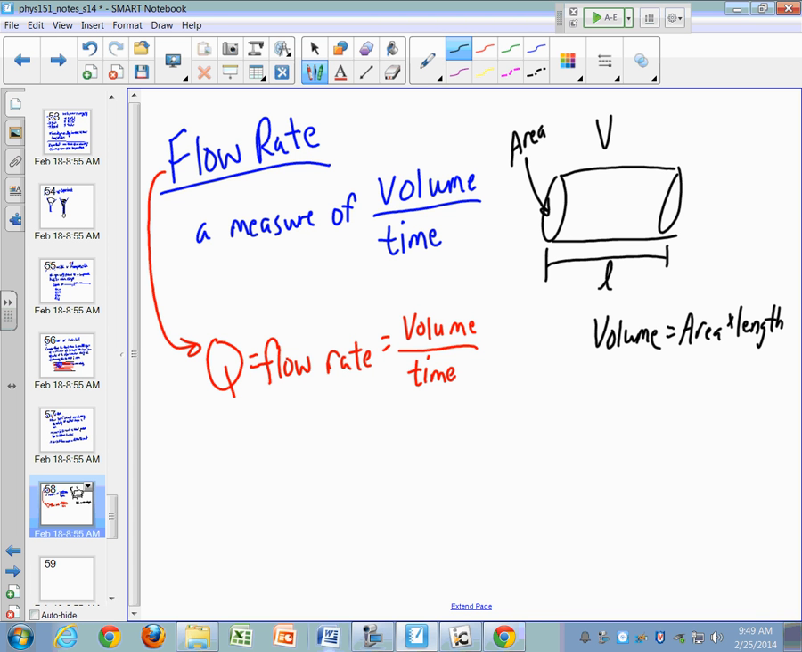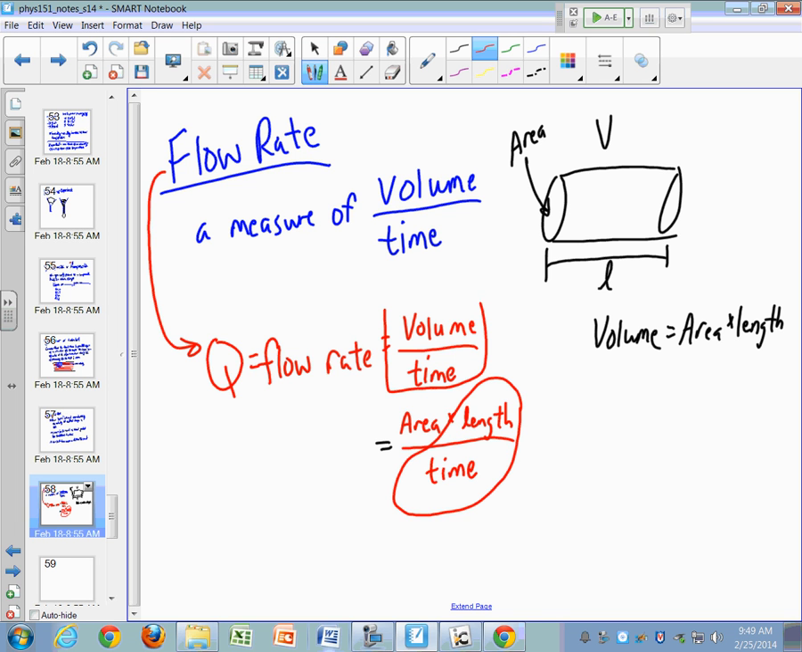So I can take this, and I can plug it in right here. So where I had volume now, I'm going to put area times length. I'm going to divide that by time. But here, if I have length over time, does that look like anything familiar to you? A distance over a time is a what? That's velocity, right? So I can describe my flow rate in volume per time, or I can describe my flow rate in area times velocity or speed.